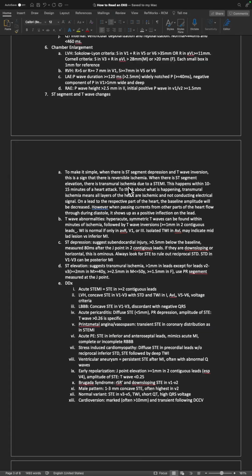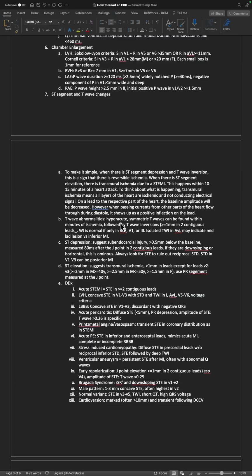To make it simple, when there is ST segment depression and T wave inversion, this is a sign that there is reversible ischemia or inadequate perfusion of the myocardium. When there is ST segment elevation, this means that there's transmural ischemia due to a ST segment elevation myocardial infarction, otherwise known as STEMI.